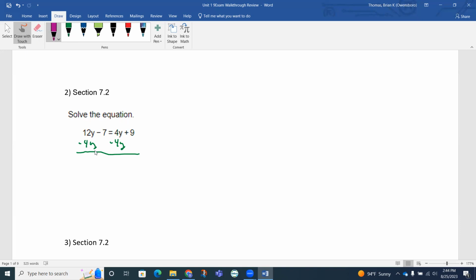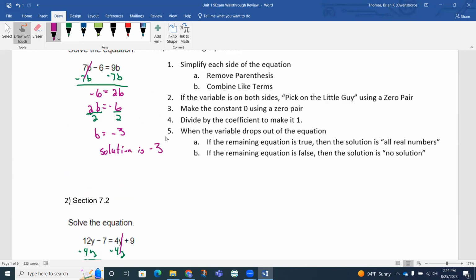So 12y lose 4y would give me 8y. The negative 7 comes down. The 4y and the negative 4y zero out. That's that zero pair. And then that leaves us a 9. So we got the variable now on one side of the equation.